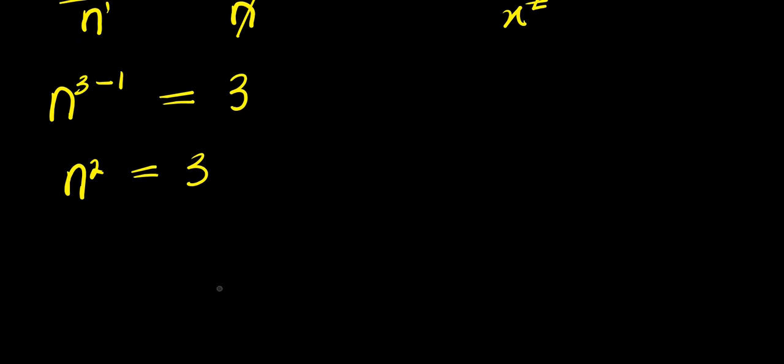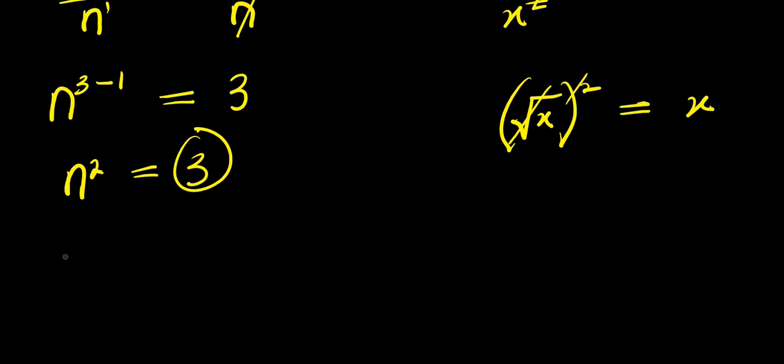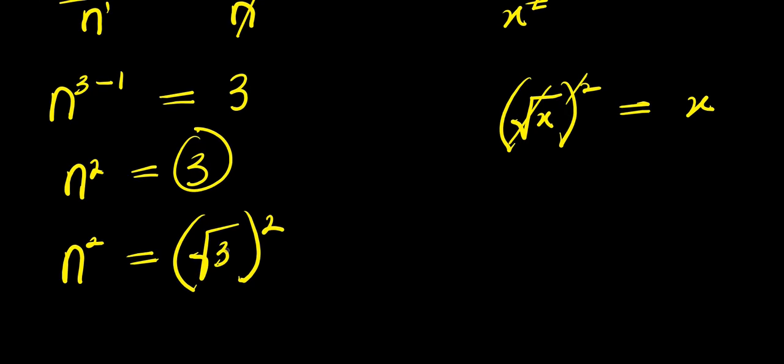So what I can do is I can express this 3 here as square root of 3 raised to the power of 2. Remember, if you have square root of x, this raised to the power of 2, this is just like writing x because this cancels this. So I can express this 3 here as, this is n power 2 equals square root of 3, and this is raised to the power of 2, because square root of 3 raised to the power of 2 will give me 3.